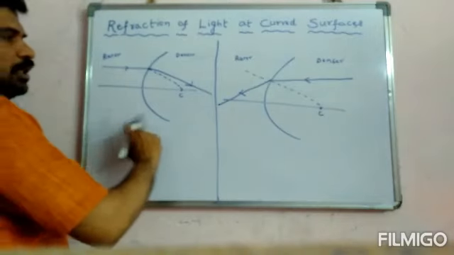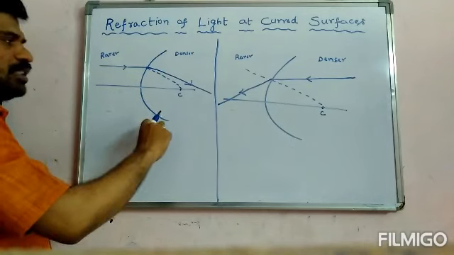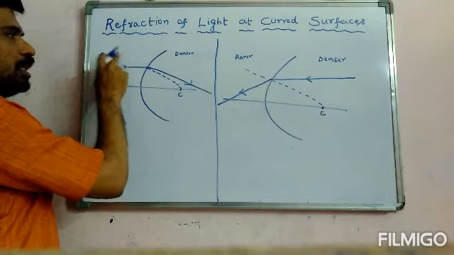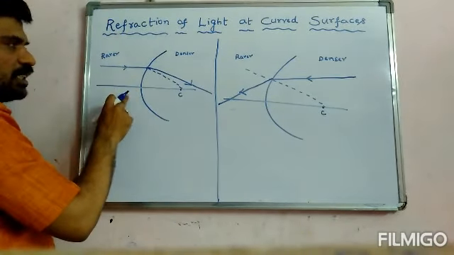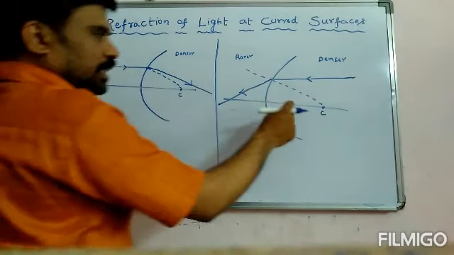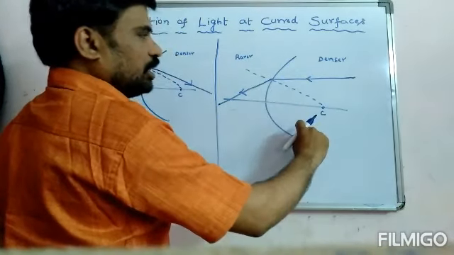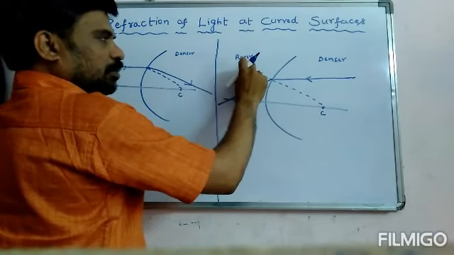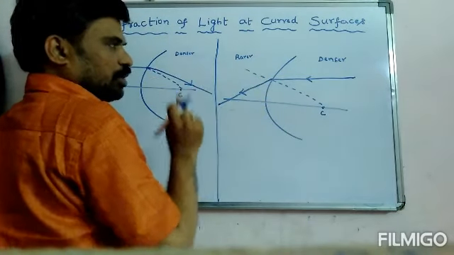One thing to remember: in the first case, the light ray is incident on the convex surface, traveling from rarer to denser medium parallel to the principal axis, and it bends towards the normal. In this case, the light ray is incident on the concave surface parallel to the principal axis, traveling from denser to rarer medium, and it moves away from the normal.